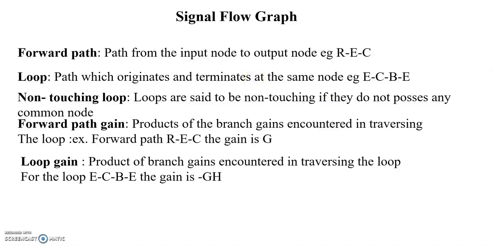Next, forward path gain. It is the product of the branch gains encountered in traversing the forward path. Example, for the forward path R, E, C, the gain is G. Next one is the loop gain. It is the product of branch gains encountered in traversing the loop. For the loop C, B, E, the gain is minus GH.